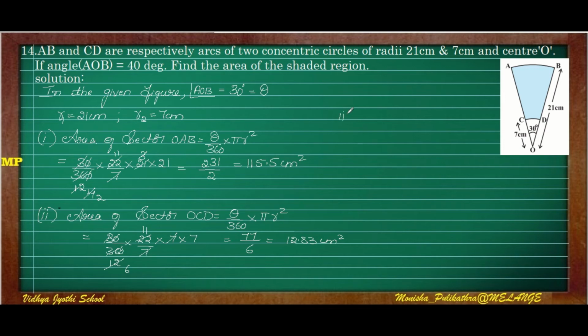So now we have to find out the area of the shaded region, which is obtained by subtracting the two sectors. Area of shaded region is obtained by subtracting area of the smaller sector OCD from the area of the bigger sector OAB. So first one is 115.5 centimeter square minus 12.83 centimeter square, which is equal to 102.67 centimeter square. So this is the area of the shaded region. I hope you understood this.